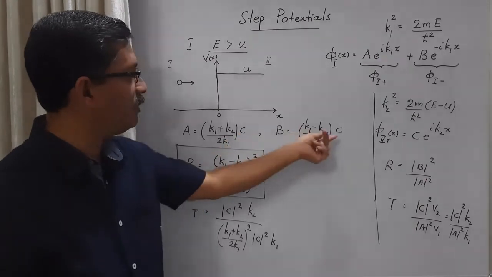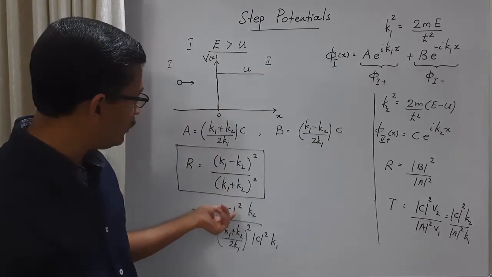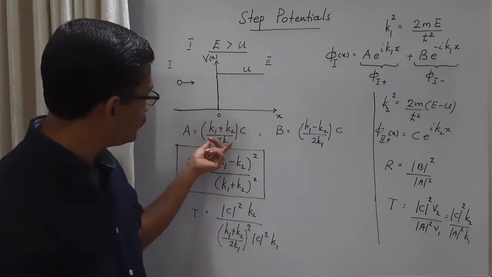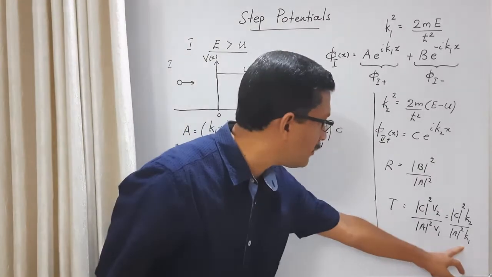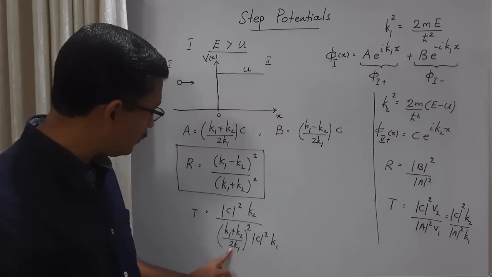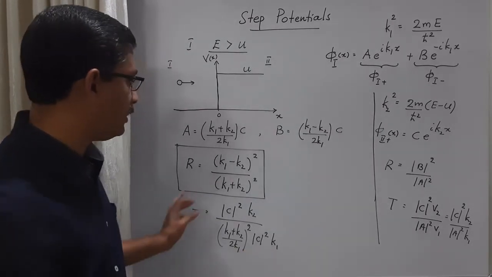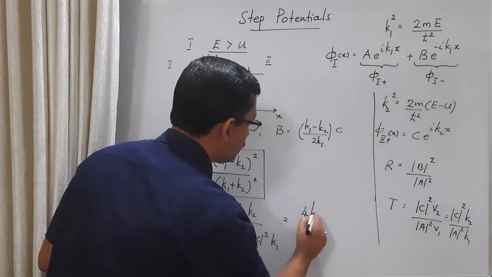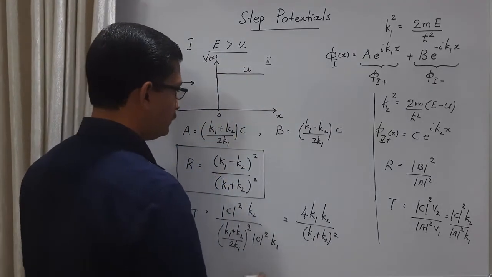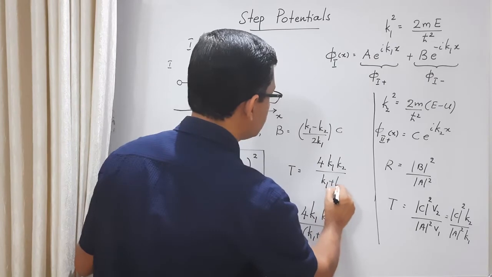There is a possibility that c can be complex. If c is complex, then a and b can be complex, only this part is real. We don't know about c, so I am retaining the mod for the possibility of c being complex. So (k1 plus k2) by 2k1 square times mod c square, that is mod a square, times k1 in the denominator that I have put here. And mod c square will cancel. When you take the square, (k1 plus k2) whole square divided by 4k1 square will be there. One k1 also will cancel, and the 4k1 in the denominator can be taken to the numerator. So finally we get 4k1k2 divided by (k1 plus k2) whole square. This is the transmission probability.